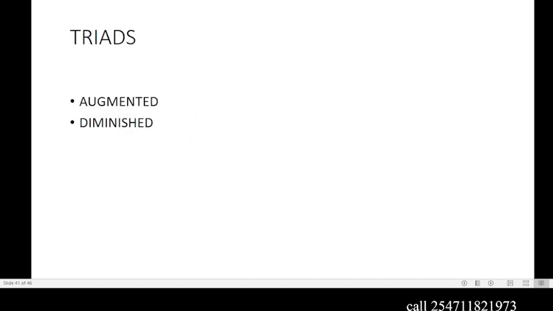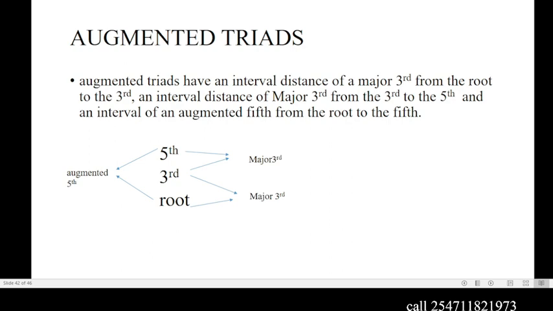Triads, augmented and diminished triads. I'll be focusing on augmented and diminished triads. So what is an augmented triad? An augmented triad has an interval distance of a major third from the root to the third, and an interval distance of a major third from the third to the fifth. And finally, it has an interval distance of an augmented fifth from the root to the fifth.